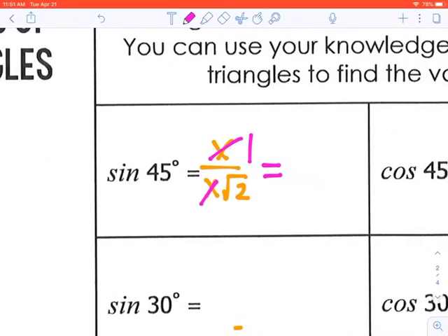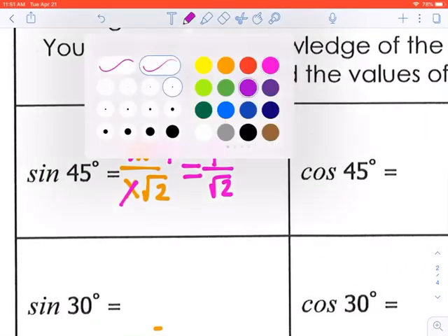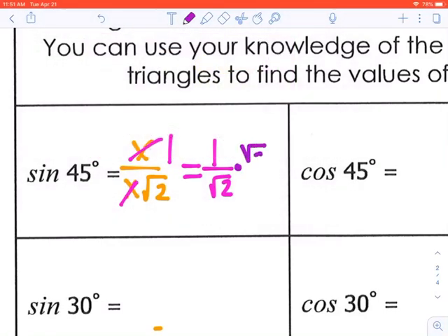1 divided by rad 2. Always rationalize, so I multiply by rad 2 over rad 2. And what we get on top is 1 times rad 2 is rad 2, and on the bottom, 2. And so the sine of 45 degrees is the square root of 2 over 2.